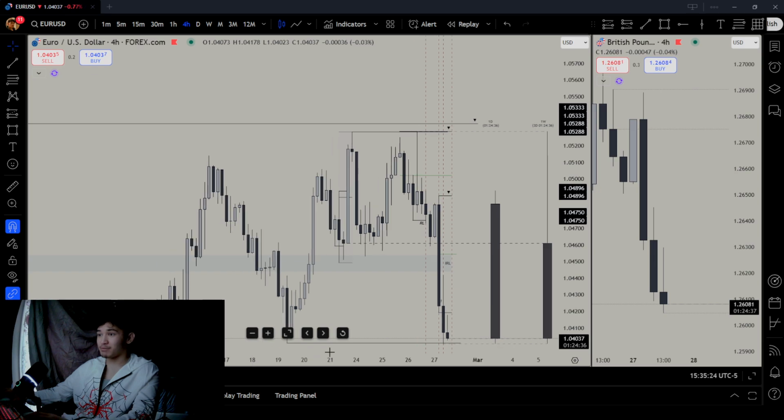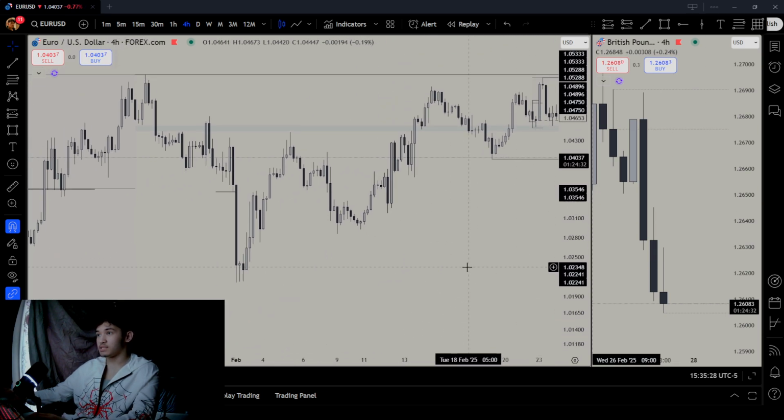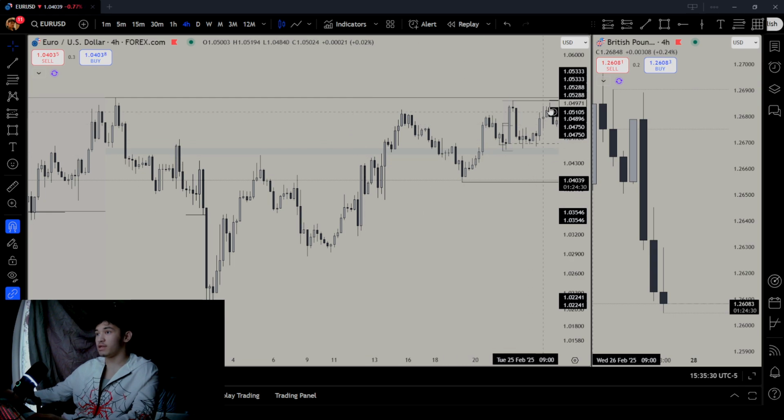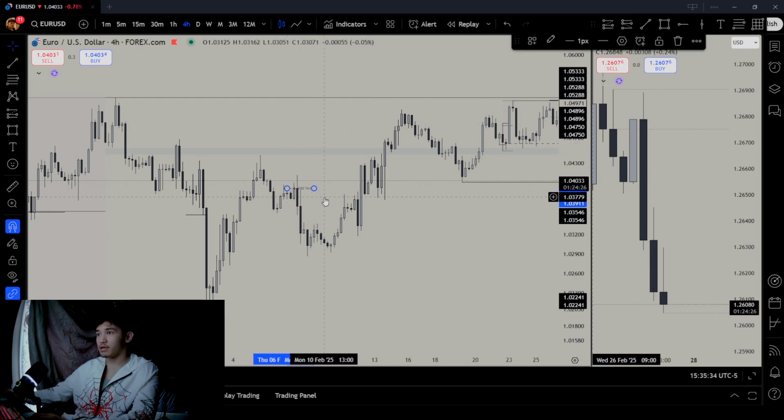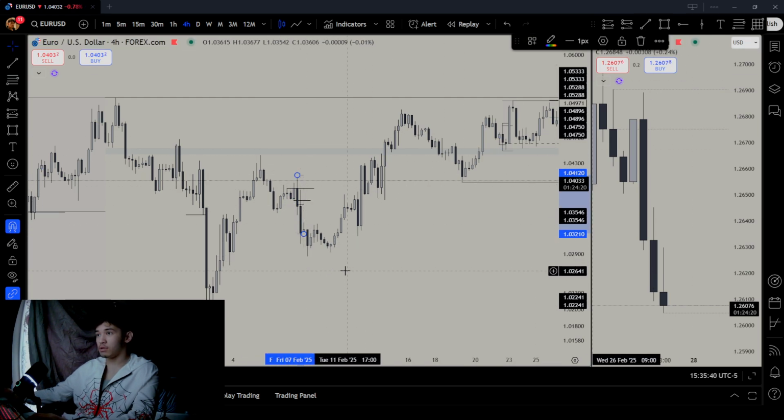I can show you guys my example over here. Let me see if I've got any more examples for you guys. Example, right over here as well. Market press out a high, right over here, and press out a low. Right? Market made a stable high, stable low, right?